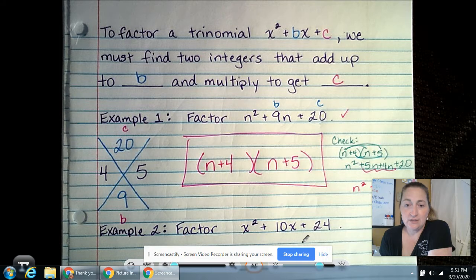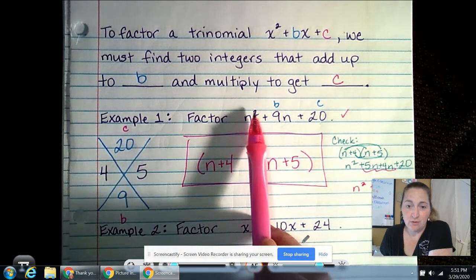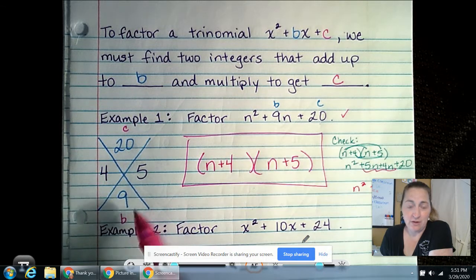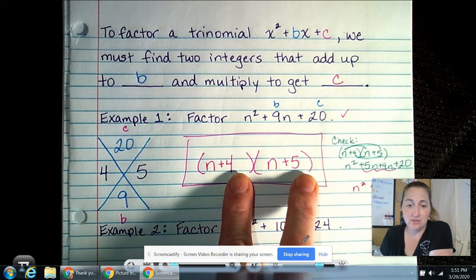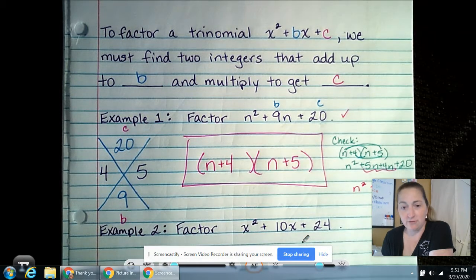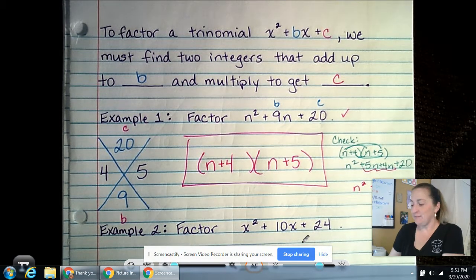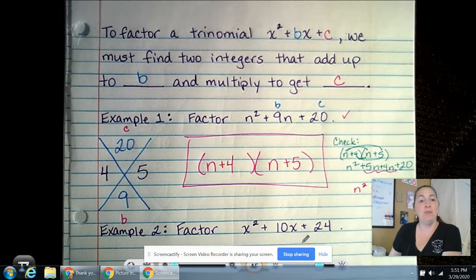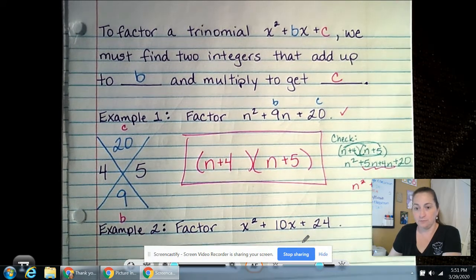Okay. So again, we took our trinomial, we put the C in the top of our diamond, we put the B in the bottom of our diamond, and then once we found our factors, we just put those into binomials, and that's our factored form. Okay. And this is one of those things that might seem complicated in the beginning, but the more you practice, the easier it gets.